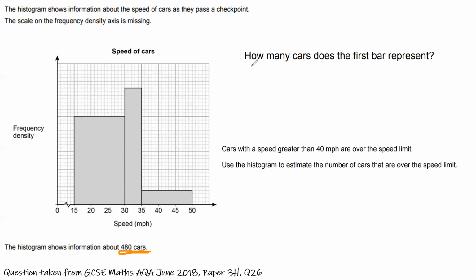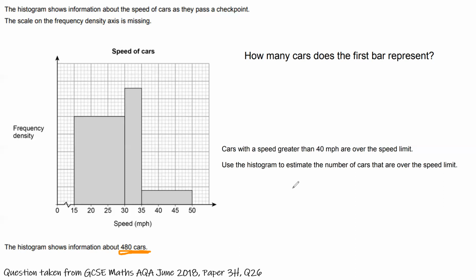The first part of this question asks: how many cars does the first bar represent? So we need to work out how much the first bar represents. And then we've got a follow-up question that asks us about cars that are traveling over a certain speed.